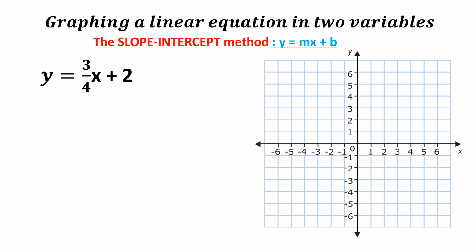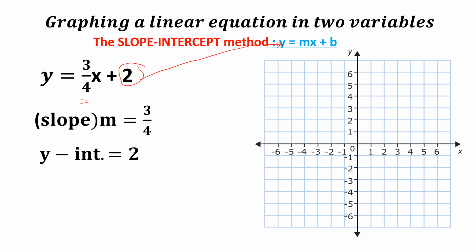Given the equation y is equal to 3/4 x plus 2. As you have seen, the given equation is already in this form. Thus, our m, representing the 3/4, is our slope, while the 2 there is representing our y-intercept. So what shall we do first once we have located the y-intercept and the slope?